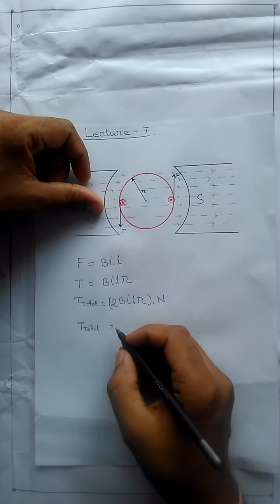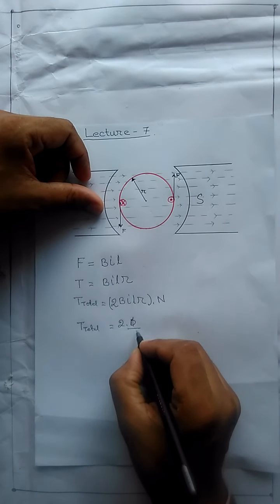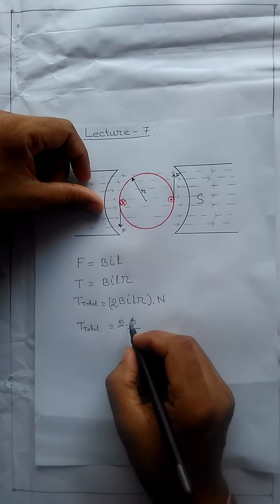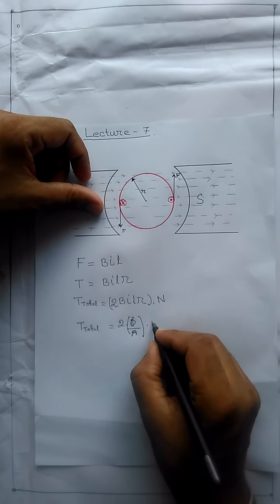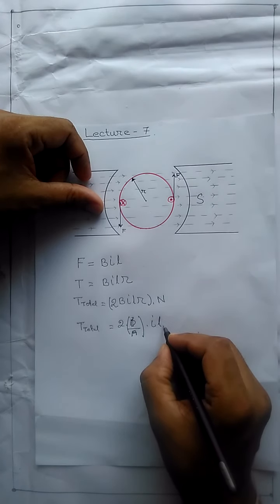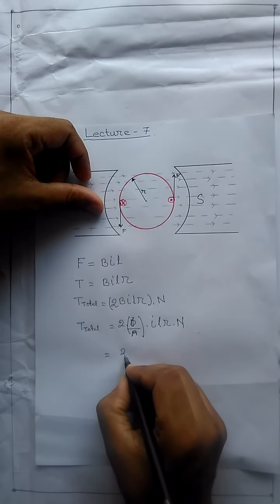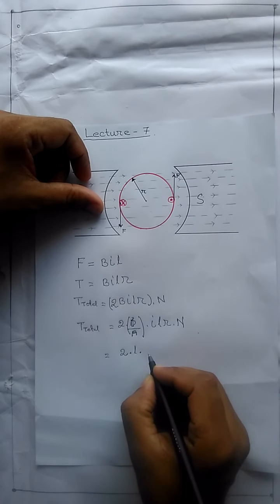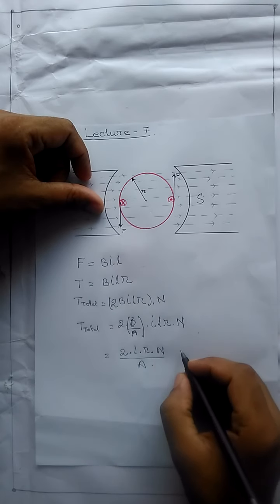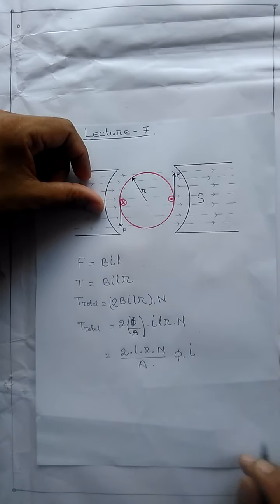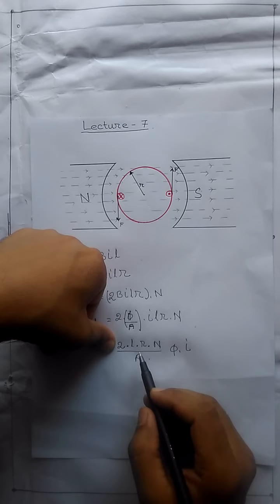Now to express it in a different way, we can write this B as flux by area. What is B? B is flux density, so I have written it as flux by area into I into L into R into N. Now this can be written as 2 into L into R into N divided by A into phi into I.